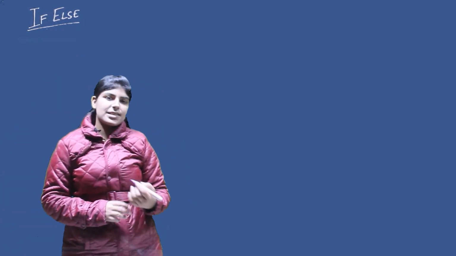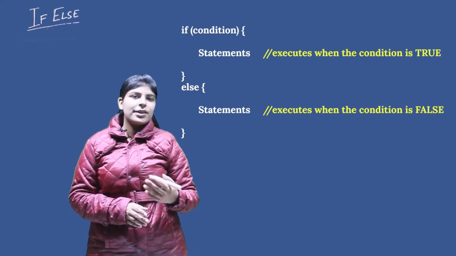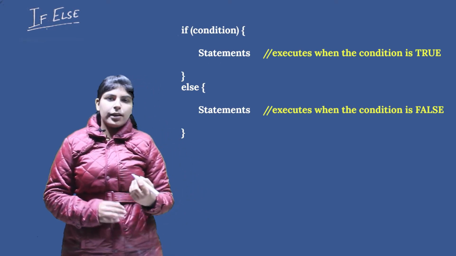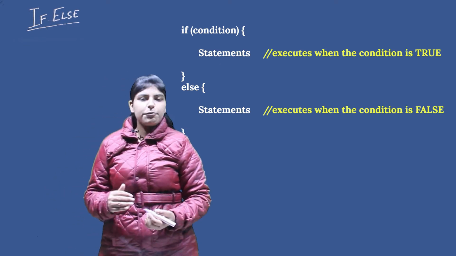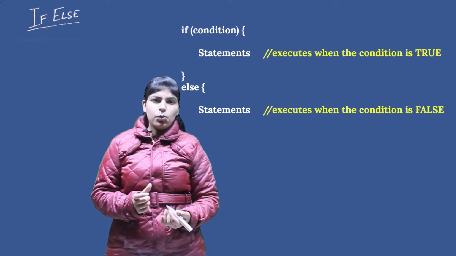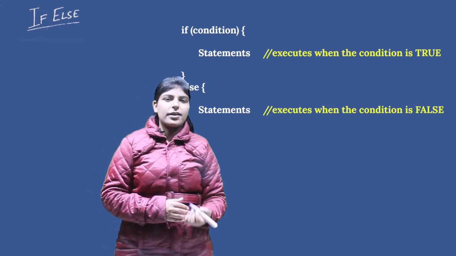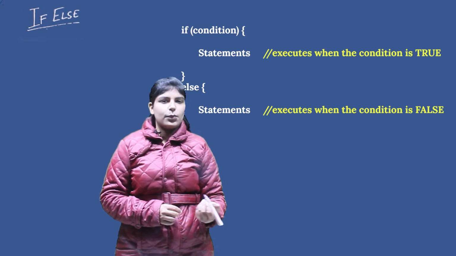If-else statement is an extension of the if statement. In if, we have just one block which executes when the if condition is true. In if-else, we have two blocks, if block and else block. So if block executes when the condition is true, else block executes when the condition is false. The else block doesn't have any condition associated with it.